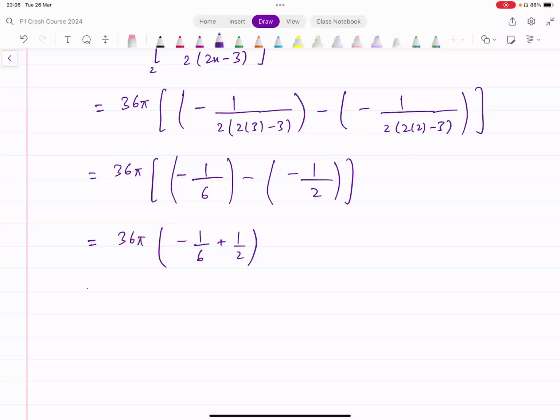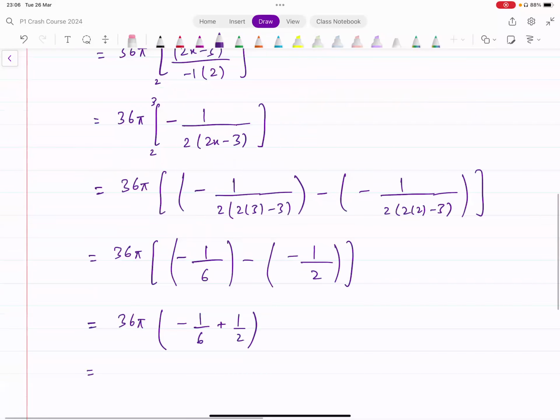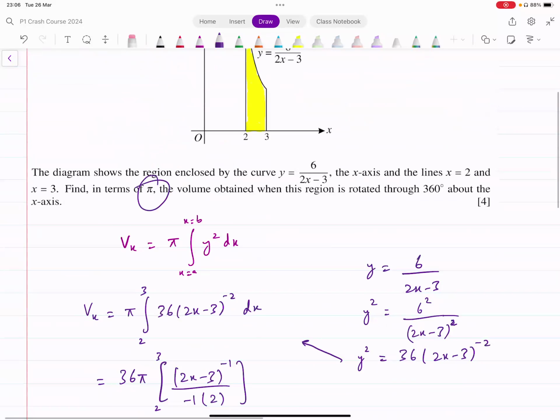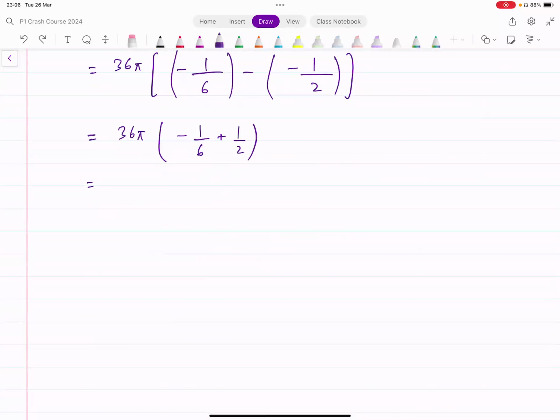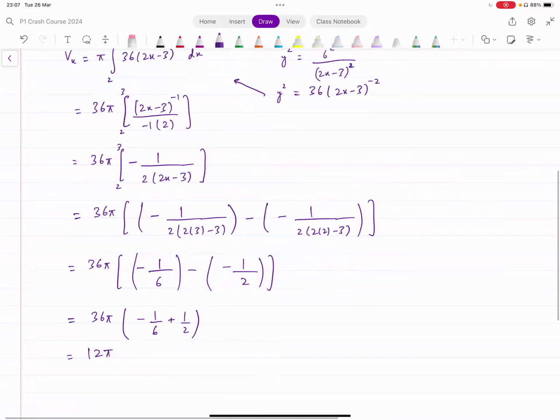I can put this whole thing on a calculator and see what you get. In terms of pi, remember, the question asks you to find the result in terms of pi. So 36 into this thing, what do you get? 3 over 6 minus 2 over 6, and that's 1 over 3. 1 over 3 into 36, 12 pi, right? Yeah. So that's the area that you have.